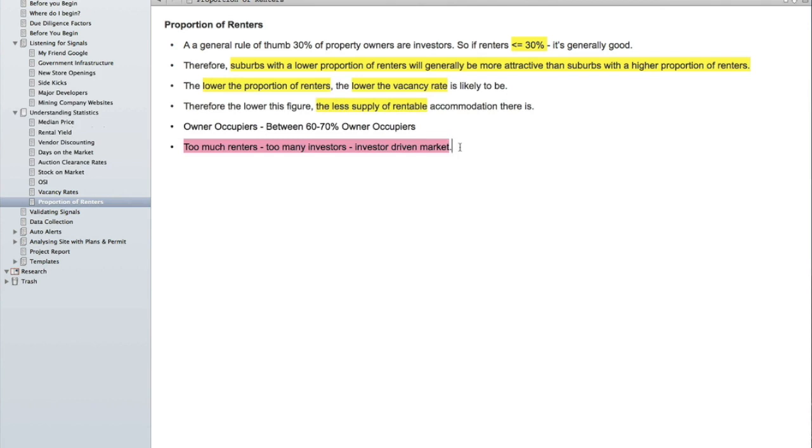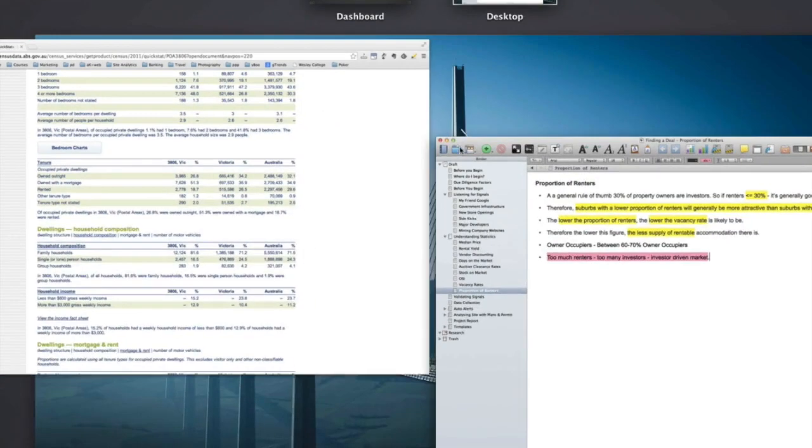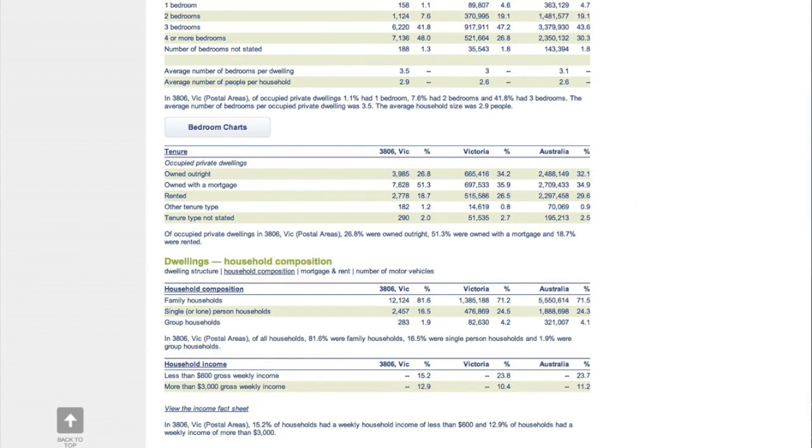And how do you find that out? That's a really good question, because you don't really get this stat anywhere else. For that, I go to ABS, and in the next section, where I validate all the signals, we'll go through live scenarios and I'll show you. But for that, I go into ABS and I look at tenure. In the tenure, I look at what percentage of renters are in that area.